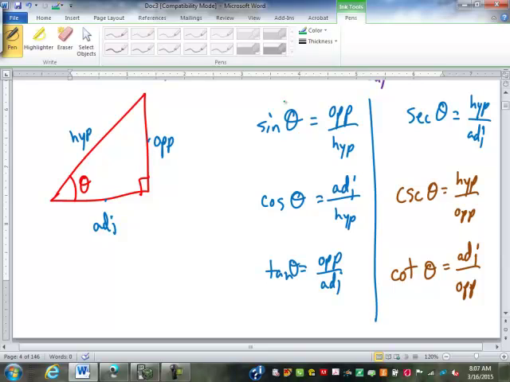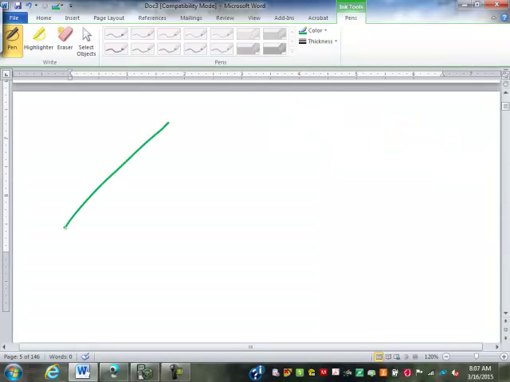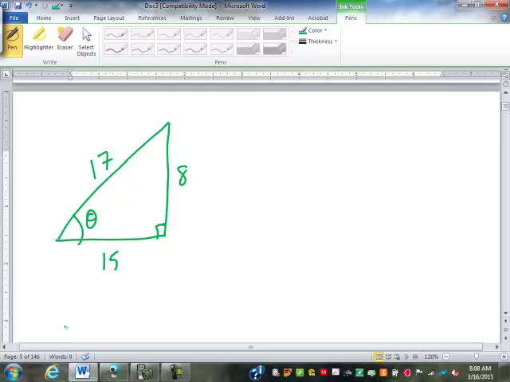Now there are some relationships here that we're going to point out in a minute, but for right now I want to put some numbers to this because I've talked an awful lot using just vocabulary and symbols. So let's take a triangle here. Here's our angle theta. And let's say this side is 8 units, this is 15 units, and the hypotenuse is 17 units.